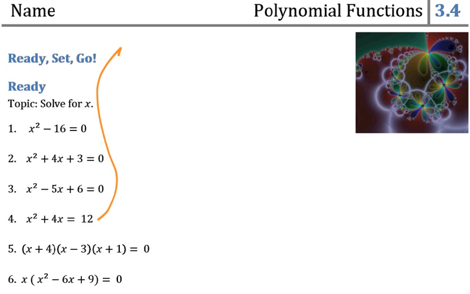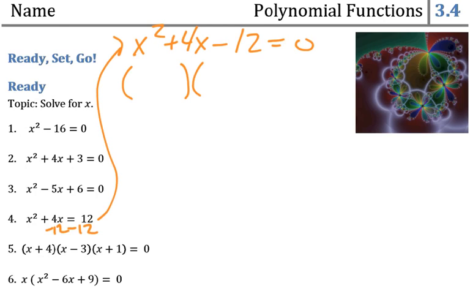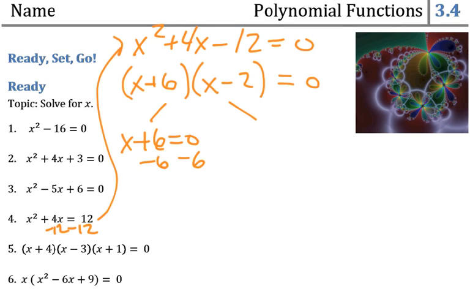Now in number 4, what we'd do is subtract this 12 from both sides to get x squared plus 4x minus 12 equals 0. Then we could factor it. And we get x plus 6 and x minus 2. Separately set them equal to 0. We get negative 6. And you should already be able to see the positive 2 there. So negative 6, positive 2.